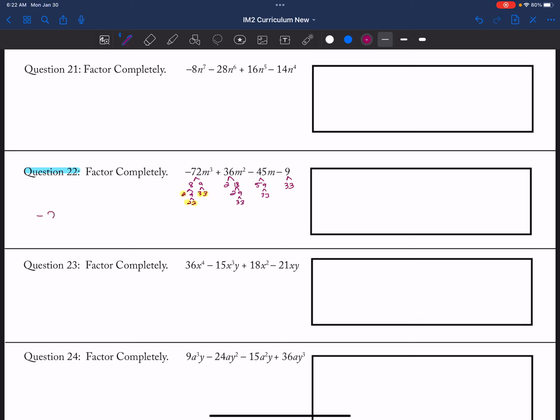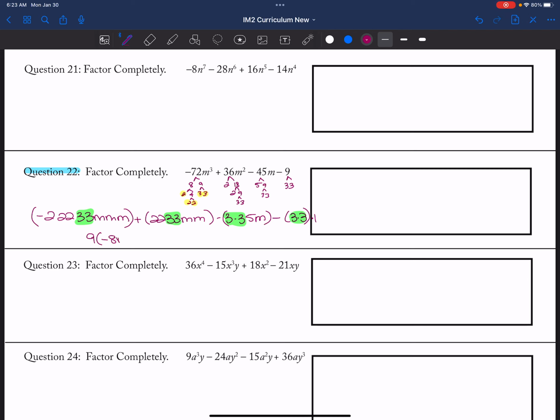So I have a negative 2 times 2 times 2, 3 times 3, m times m times m. That's in my first term. Plus 2 times 2 times 3 times 3, m times m. Then minus 3 times 3 times 5 times m. And then minus 3 times 3. Okay, so I think everybody's got 2 3's, and that's the only thing that's in common. So not everybody has a 2, not everybody has an m, but everybody's got 9. Now remember, this 9 that was there is technically multiplied by 1. So I'm left with a 9.